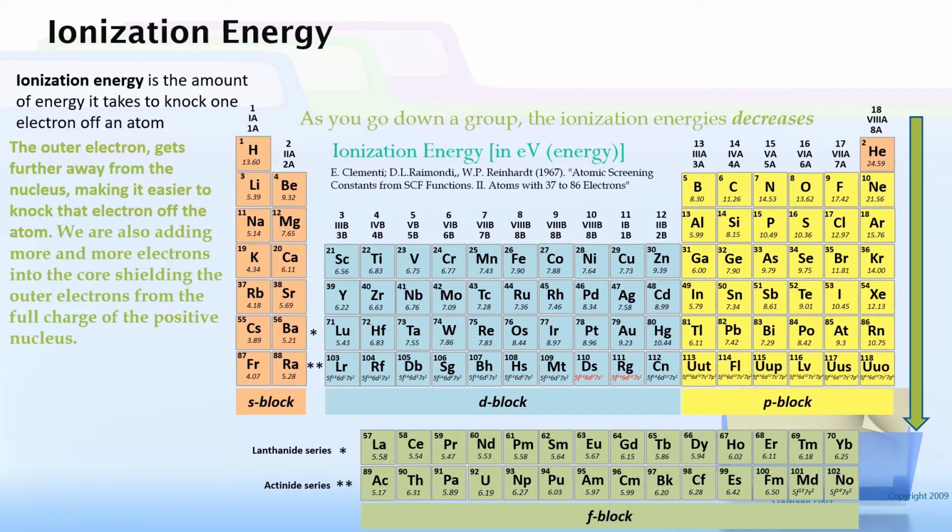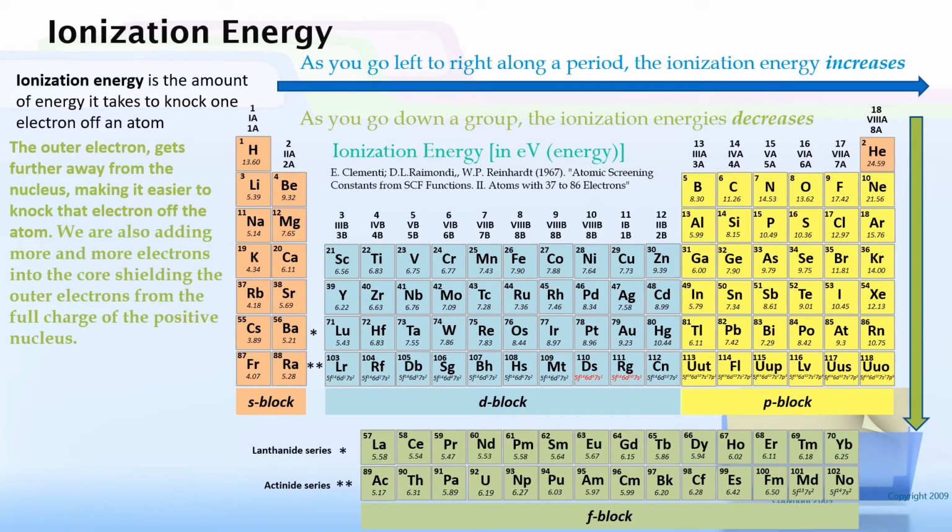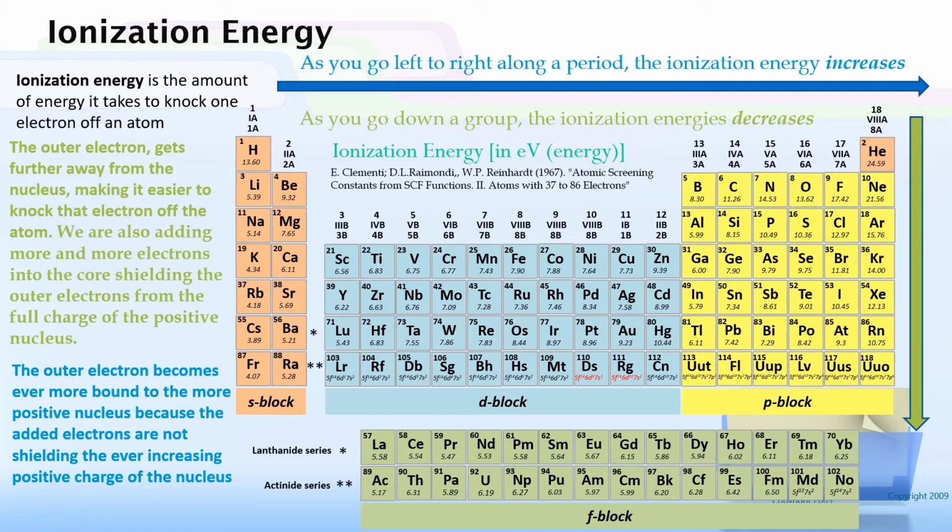And just as in the case of atomic radii, as we're adding more and more electrons into the core, we're increasing the shielding of the outer electrons from the full charge of the positive nucleus. Now, as we move from left to right across the period, the ionization energies increase. The reason is identical to that given for the decreased radii we saw when we went left to right in the row. The outer electron becomes ever more bound to the more positive nucleus because the added electrons are not shielding the ever-increasing positive charge of the nucleus, making it harder and harder to knock the electron off the atom.